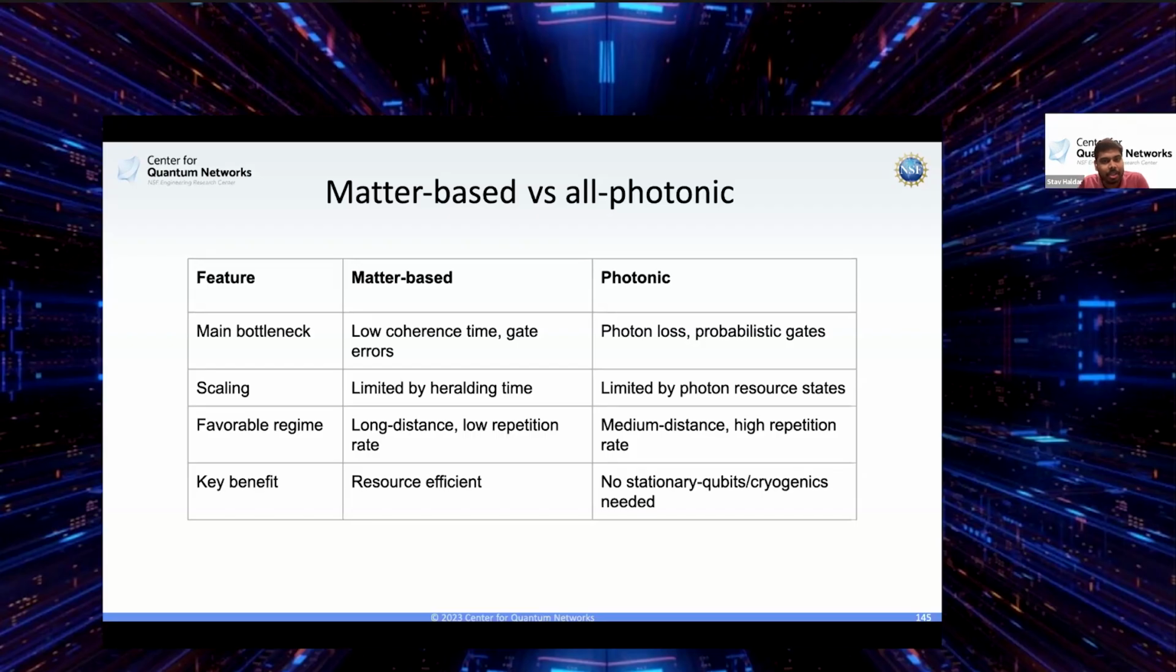If you have a very high repetition rate source and you are thinking about a few hundred kilometers so that you don't have to put, say, 10,000 repeaters, then you should think photonic. The key benefits related to that are that for matter-based schemes, you typically need fewer resources, but you need very good resources. Whereas for the photonic schemes, you probably don't need all of those memory qubits. You don't need any cryogenics. Photon sources are typically easier to handle, but you need a lot of them.